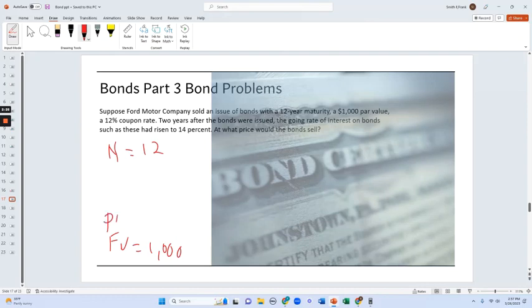So we know from the payment part, we're going to take the coupon rate of 0.12. We're going to multiply it by the $1,000 face value. We know this thing is going to be paying $120 a year.